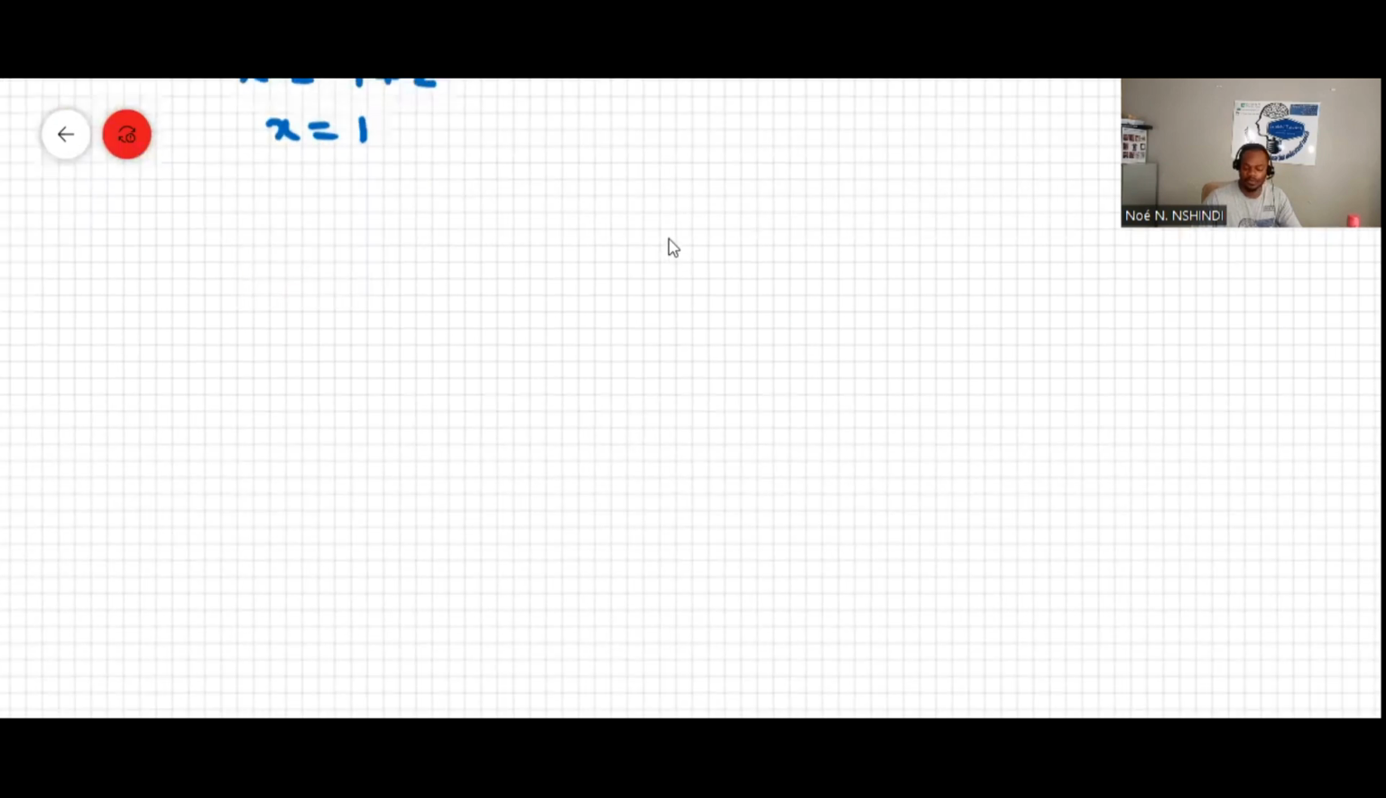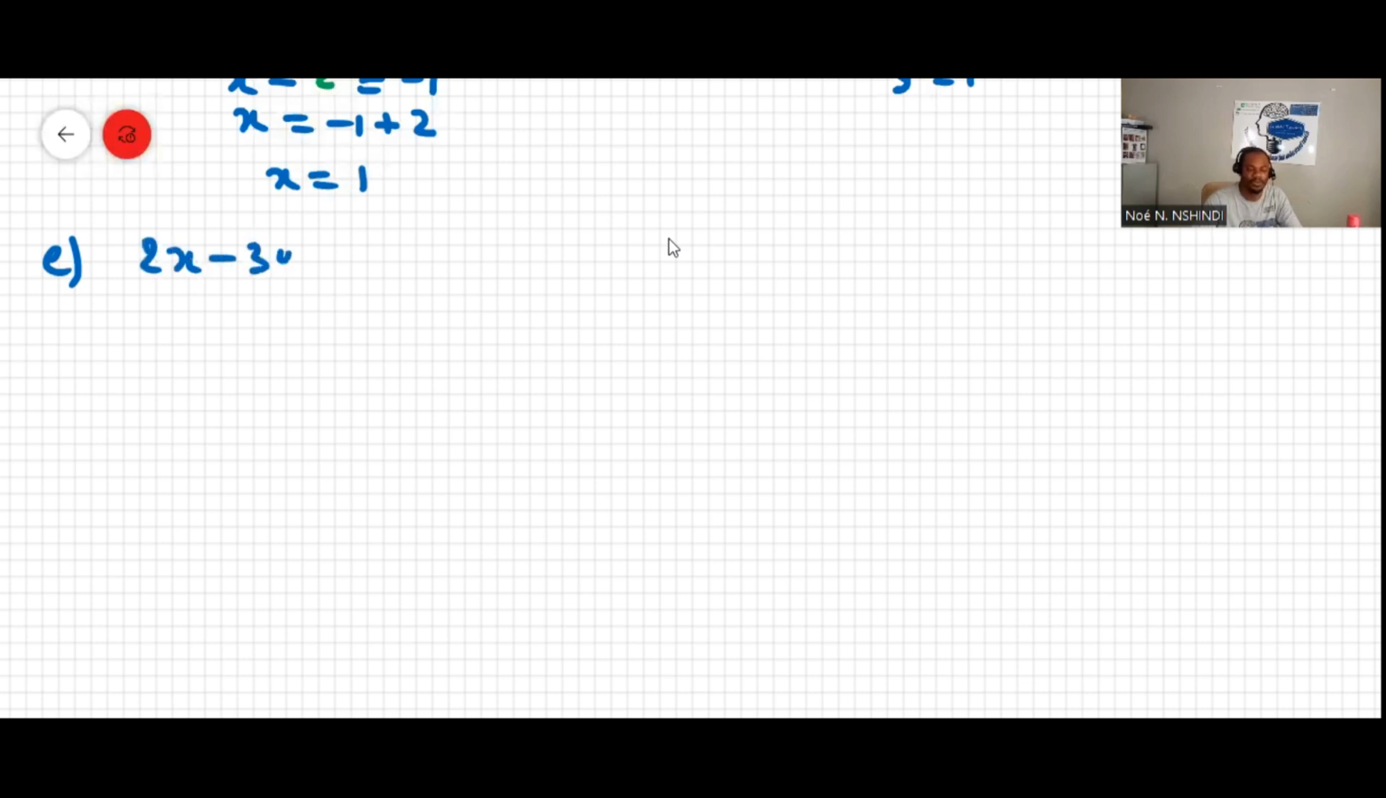Now we can also do question E. Question E says that 2x minus 3y equal to 10, and then we also have 4x plus 5y equal to 42. Now, I prefer to label my equations. This is equation 1 and that is equation 2. Now look, I cannot just simplify the way they are.